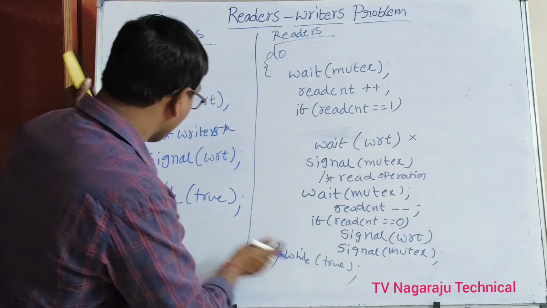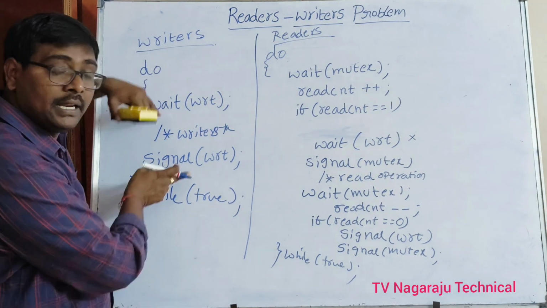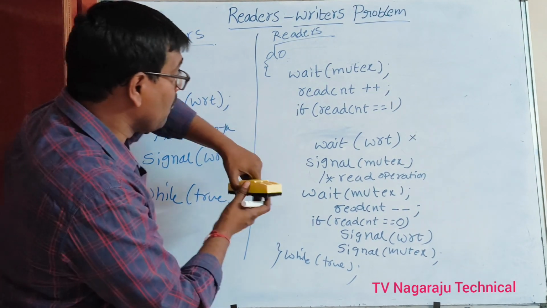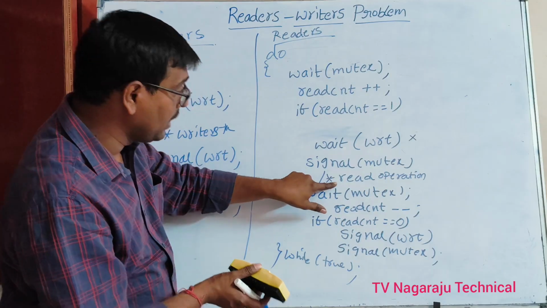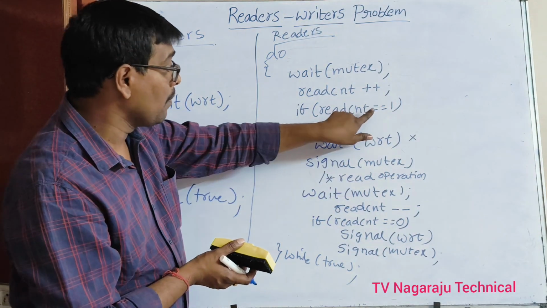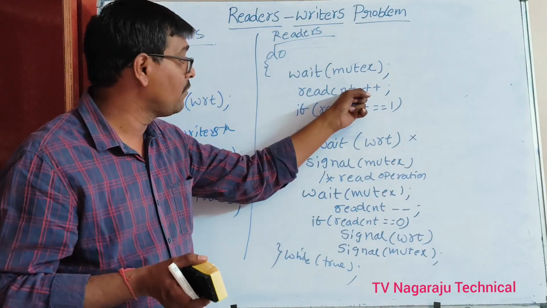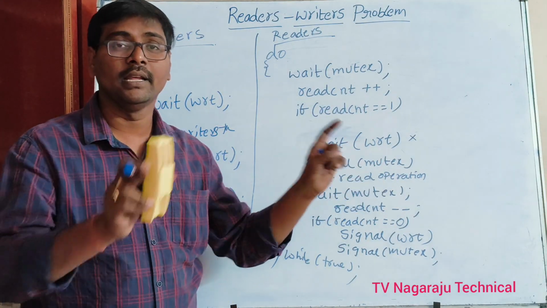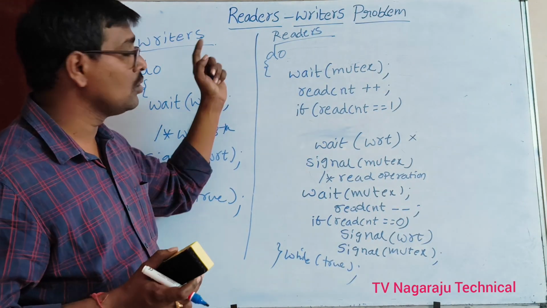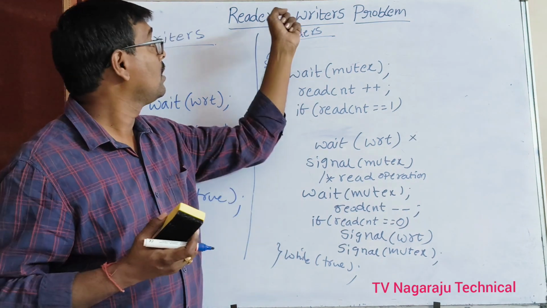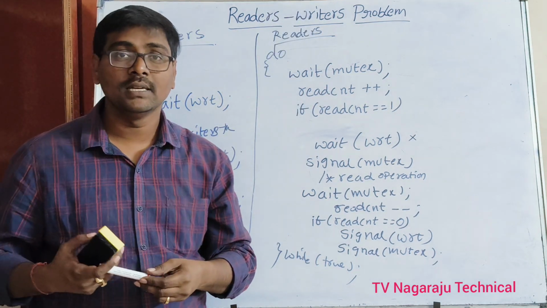Now understand, from this only one writer is allowed into the critical section. From this any number of readers can enter into the critical section. But after a reader has entered, if a writer wants to enter, it is not possible. This is the solution to the readers-writers problem using semaphores.